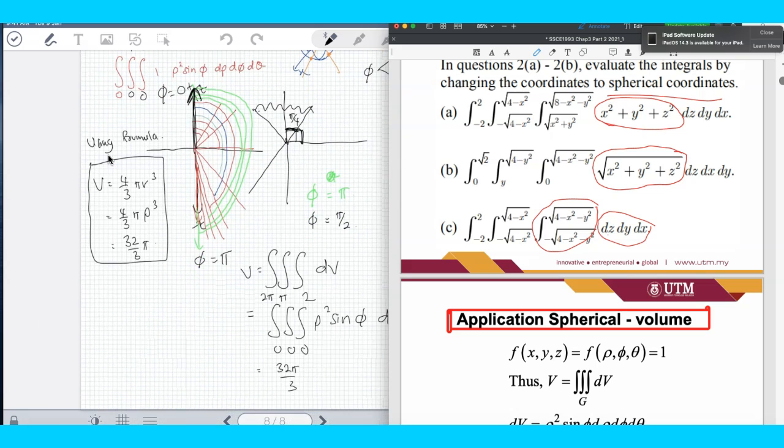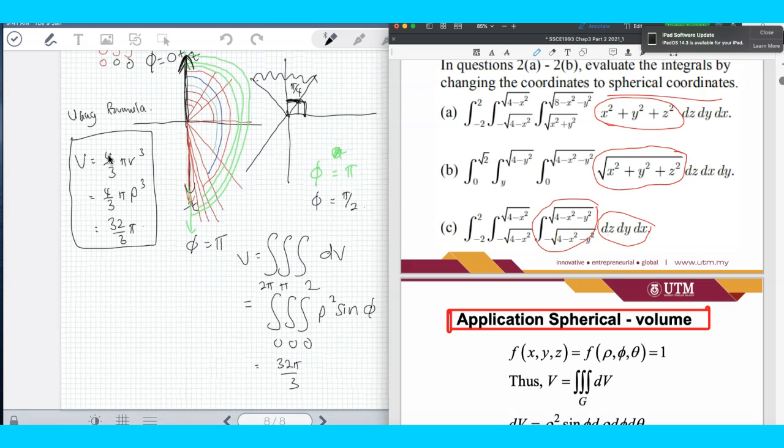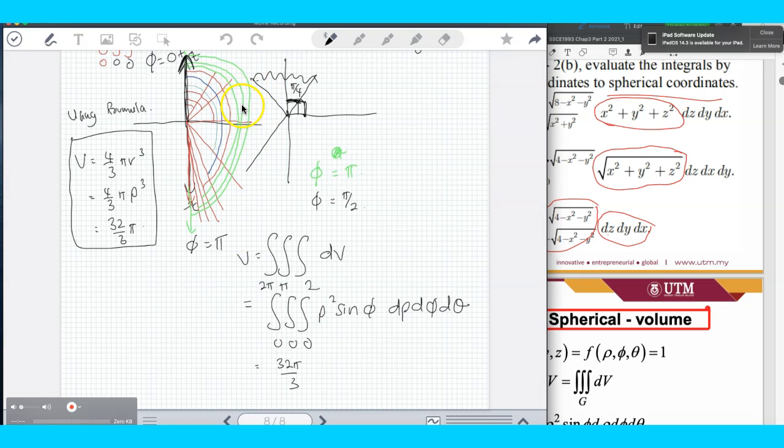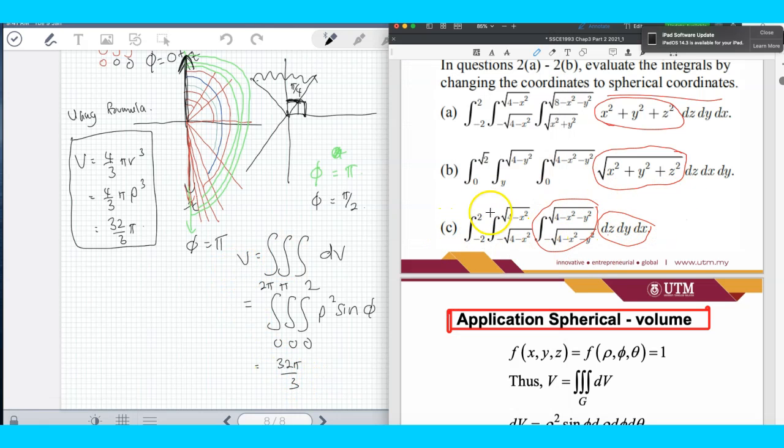So we want to compute the volume of the sphere given in spherical coordinates, and the answer is 32 pi over 3. Please evaluate the triple integral yourself. So the evaluation of this particular triple integral will give you this result, which is actually the volume.